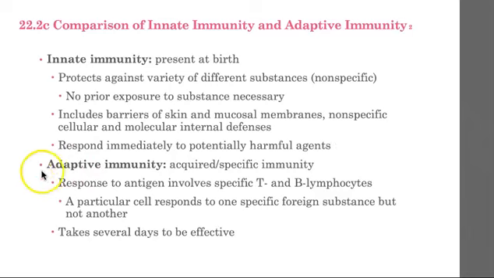Then we have our adaptive immunity, which is also known as our acquired or specific immunity. And this is the one that I said has a tailored response to a pathogen. So we have that response to what we call an antigen. An antigen is going to be a protein particle that we're typically going to pick up and see as foreign using our immune cells. And it's going to involve triggering specific B and T lymphocytes. A particular cell is going to respond to one specific foreign substance, but not another. And it takes several days to develop this in order for it to be effective.